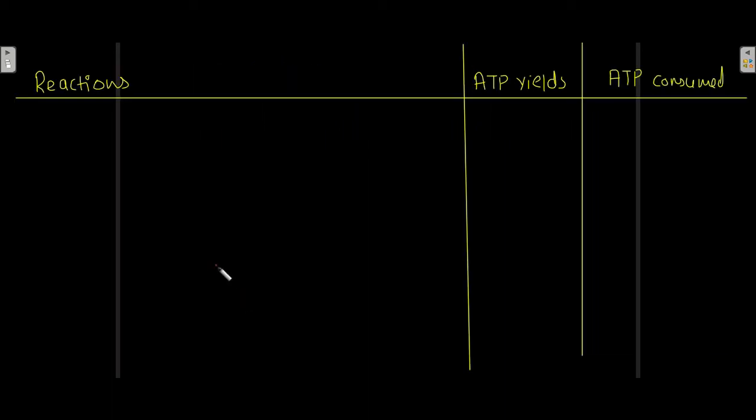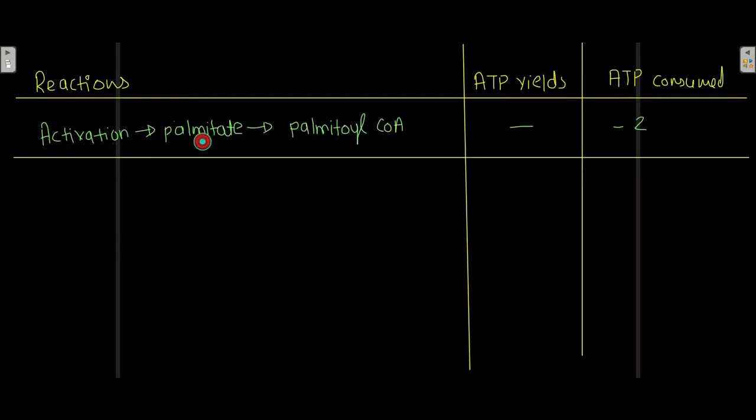So we are going to see some reactions in the beta oxidation of palmitate, and we will see in the reactions how many ATP are produced and how many ATP are consumed, one by one. Now in the activation of palmitate into palmitoyl coenzyme A, there is no production of ATP. ATP yield is 0 and 2 ATPs are consumed, and that is the reason why it is represented by -2.